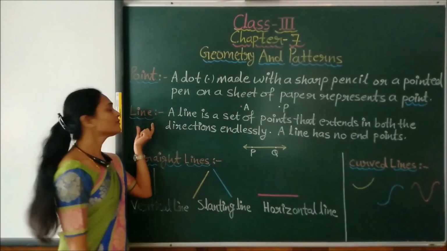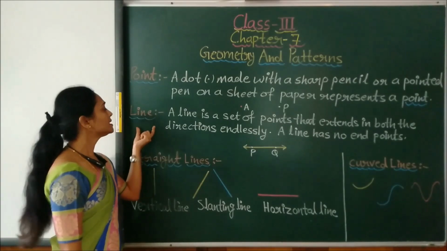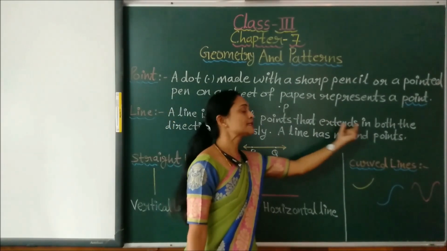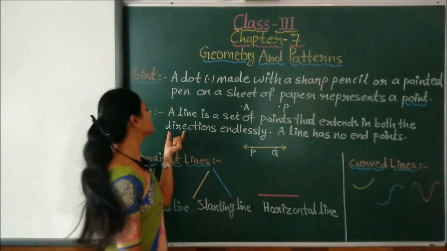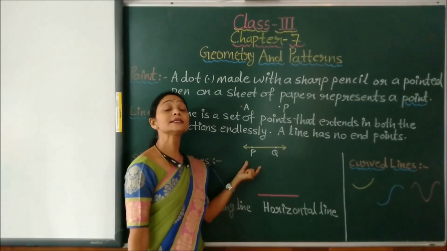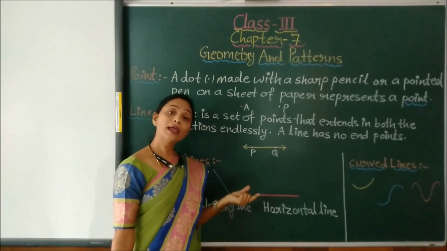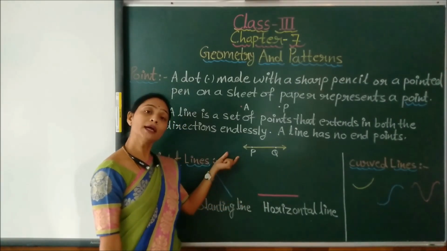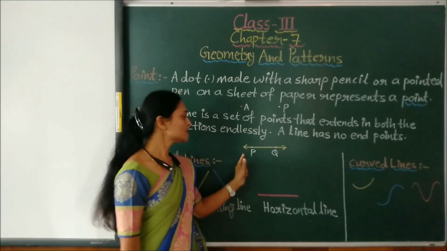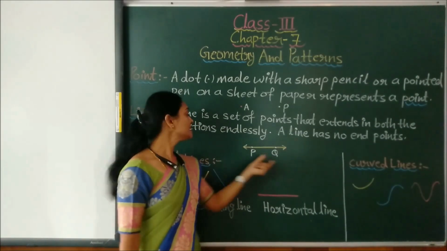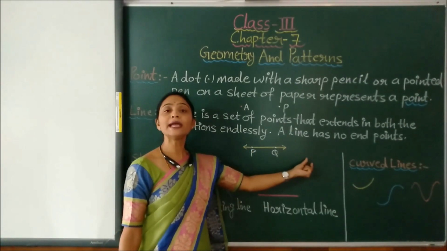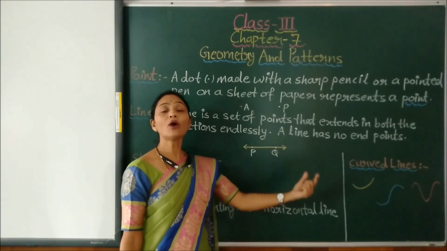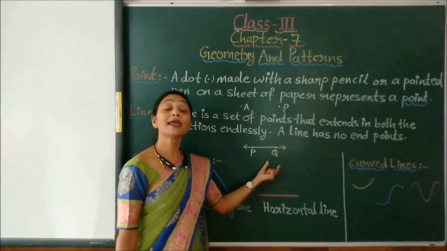Then we will see the definition of a line. A line is a set of points that extends in both the directions endlessly. Endlessly means without ever ending. It goes on and on in both the directions. These arrows you can see, these arrows are made both the sides. It means this line is going on and on in both the directions endlessly.